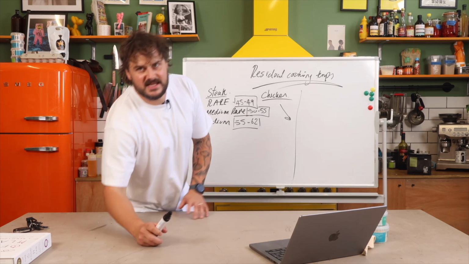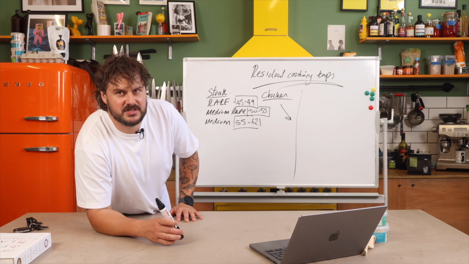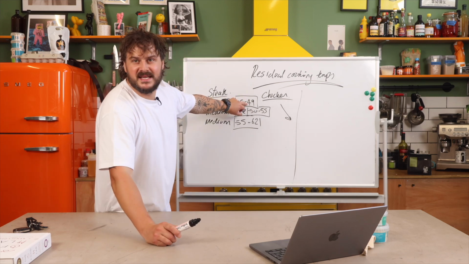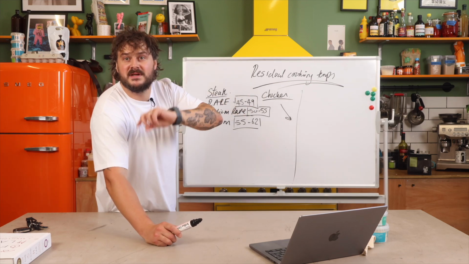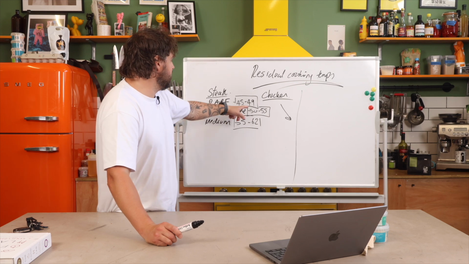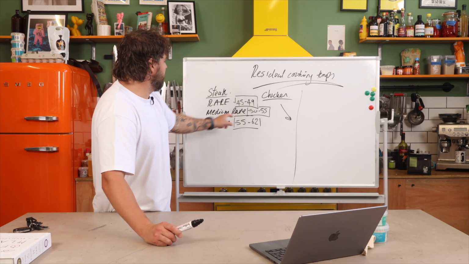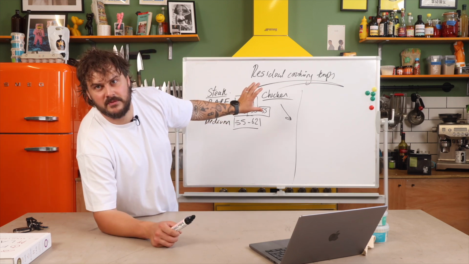So when cooking things like steaks, you can Google the temperatures of where steaks should be cooked to. This top end here, 49, is basically the number that Kenji Lopez is saying in his book. Rare, 49 degrees, medium rare, 55, medium, 60, 62, okay?